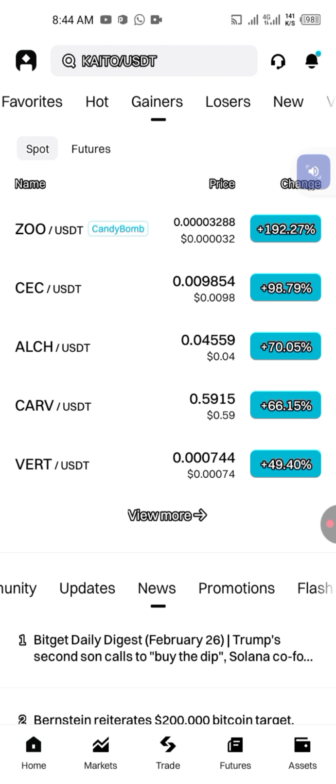I'll be showing you how to do spot trading on Bitget, and also how to set your TP and your SL, which is take profit and also stop loss, right? A lot of you don't know that you can set your TP or SL on Bitget spot trading. Some of you think that you can only set your TP and SL on futures trading, but you can also do that on spot trading.